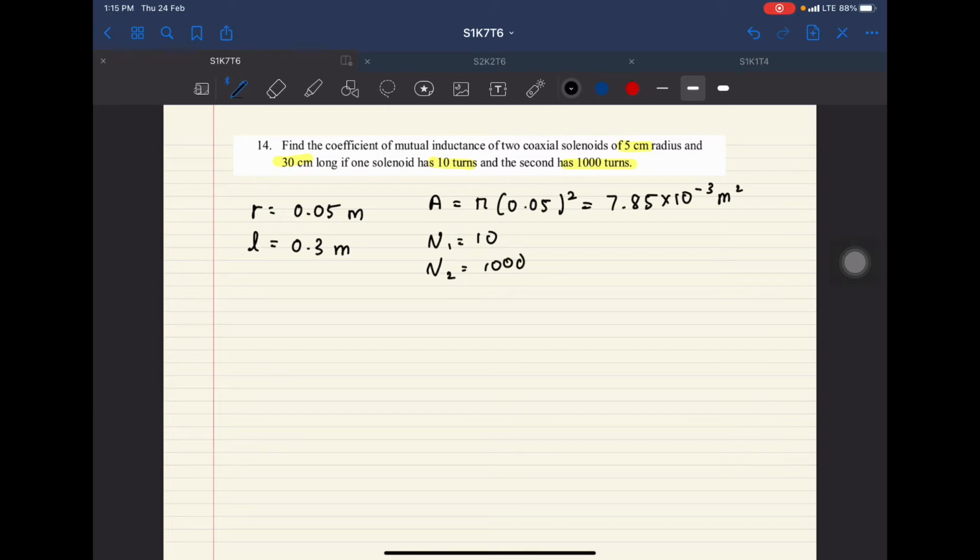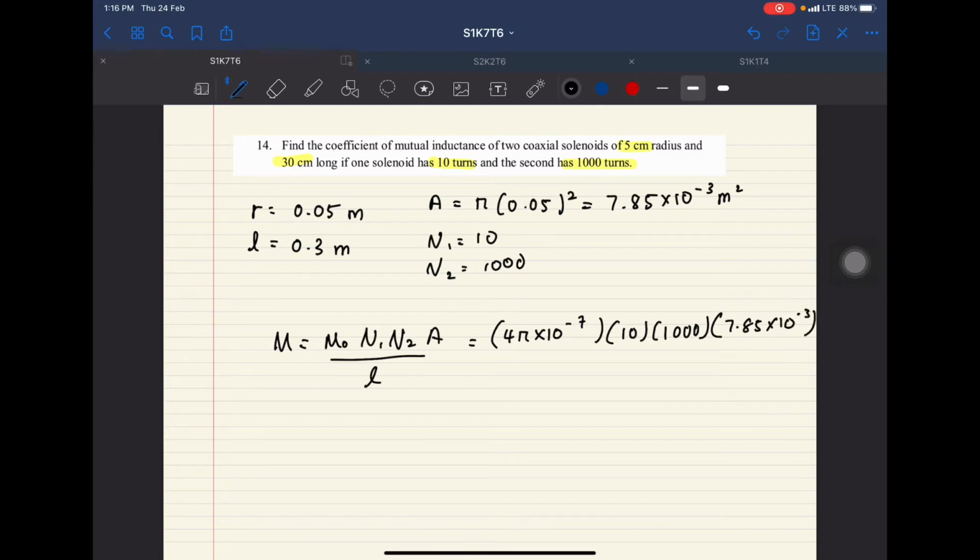So here you can imagine the previous circuit there. So using the equation of mutual inductance, M equals to mu naught N1 N2 A over L. So now it becomes 4 pi times 10 negative 7. N1 is 10, N2 is 1000. A is equal to 7.85 times 10 negative 3. And the length is equals to 0.3.